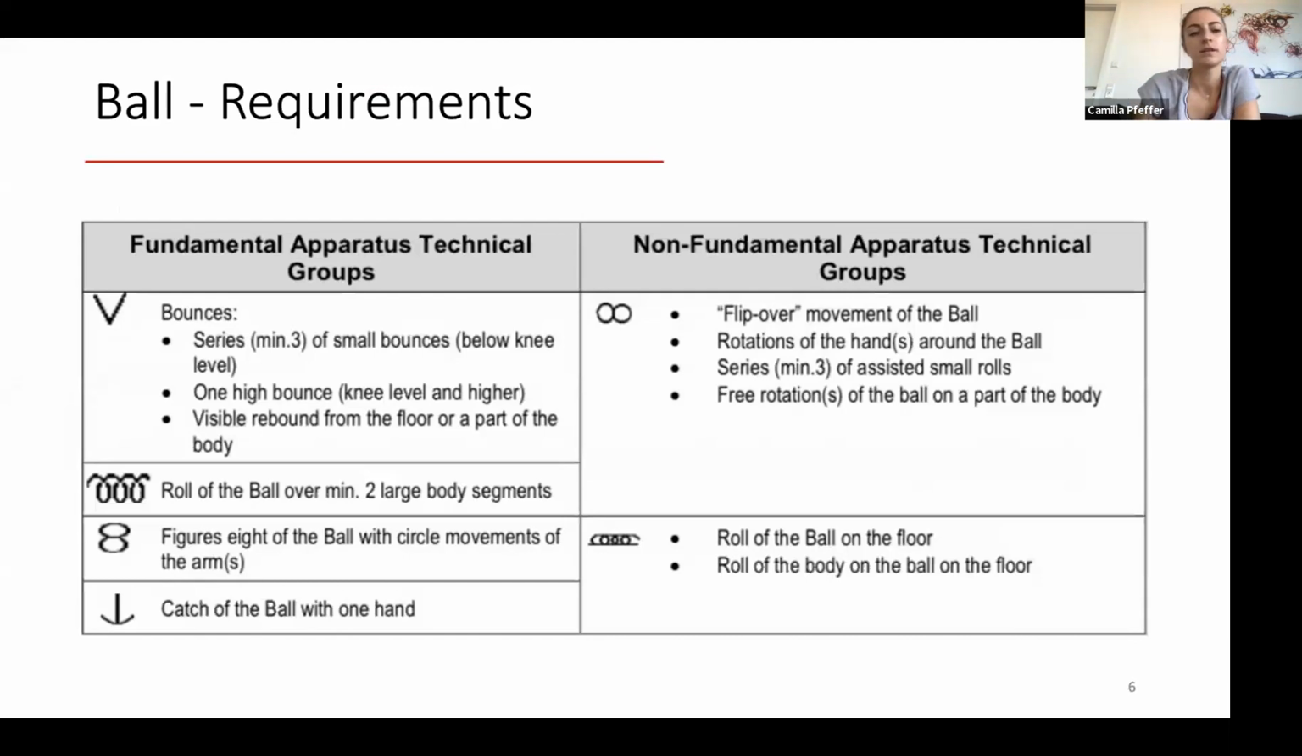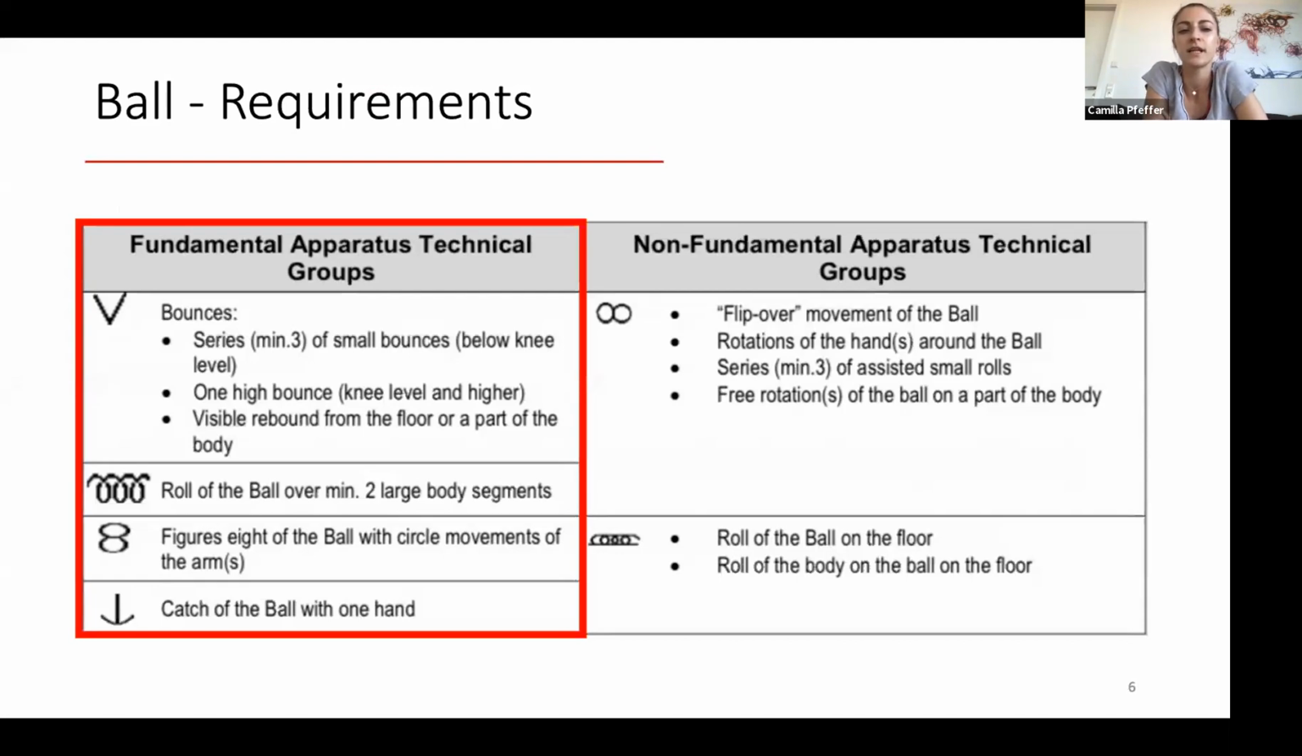In ball, there are, of course, 4 fundamental apparatus technical groups. It's the bounces, the roll, the 8 figures, and the catch with one hand. And here again, it is shown that the handling of the ball with one hand is very, very important. So even the catch with one hand is in the fundamental apparatus technical group. And I will focus on that today.